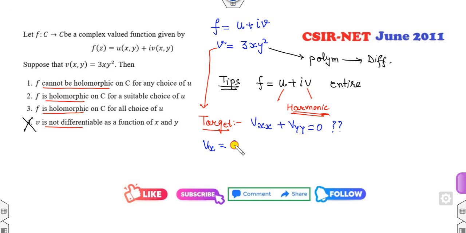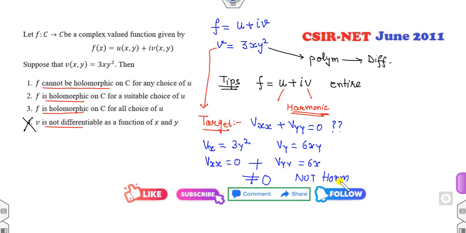What is vx? 3y squared. Vxx is 0. Vy is 6xy. Vyy is 6x. Clearly the sum of them is non-zero. That means it is not harmonic. It is not harmonic, which implies not entire. So once it is not entire, the second and third options are cancelled. The right option is A, the correct answer.